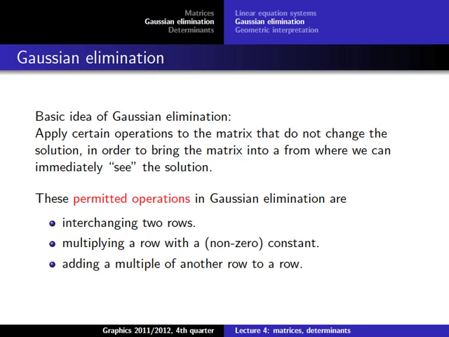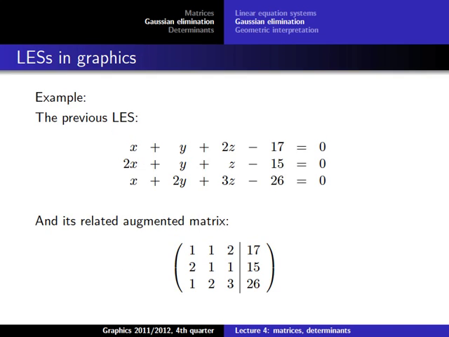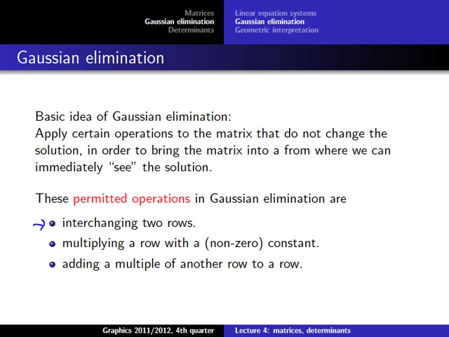And the first one is interchanging two rows, which of course makes sense, because if we write those down in a different order, for example, if we switch the order of the rows in a matrix, the solution doesn't change. If it fulfills these three equations, if we write it down in that order, it also fulfills the equations if we write it down in a different order. So that is straightforward. The second rule is we can multiply a row with a non-zero constant.